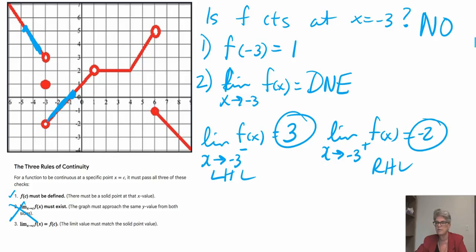So using the test to see if you have to lift the pencil off the page gives you a quick answer. But if your professor wants you to prove it using these 3 rules of continuity, you're going to have to do more.